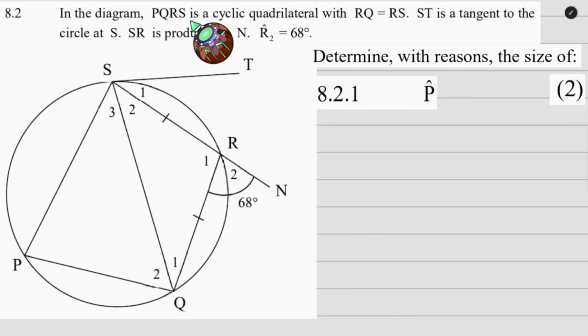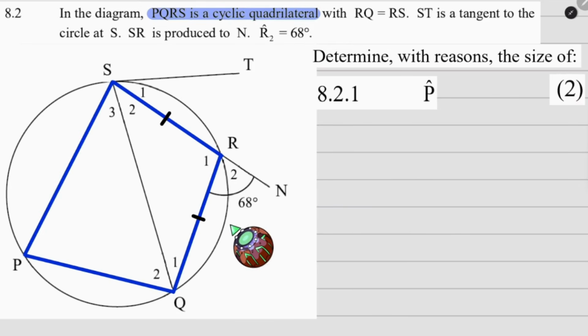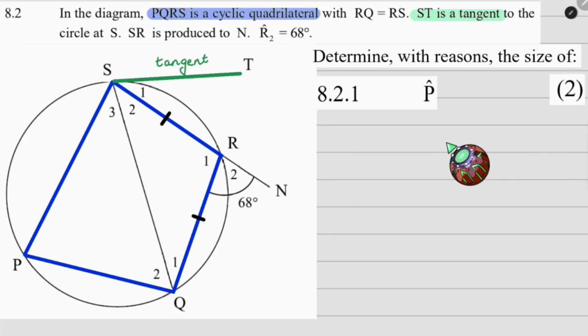So today we're going to be looking at some more Euclidean geometry. In this diagram, PQRS is a cyclic quadrilateral, which I've highlighted in blue. RQ is equal to RS, that is shown with these little lines, and ST is a tangent, which is shown in green. And they've given us R2 to be 68 degrees, and with that we need to determine, with reasons, the size of the angle P. So the angle P is here, and it's inside our blue cyclic quad.